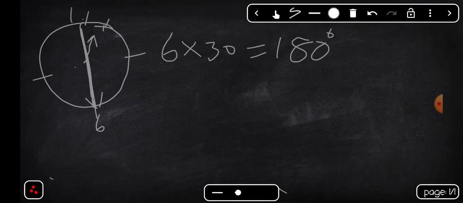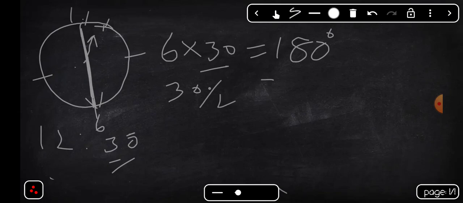That means what is the minute? It is 30 minute, 12:30. We have to take half of 30. 30 divided by 2, that means half of 30 is 15 degree. That means we have to either add or subtract.